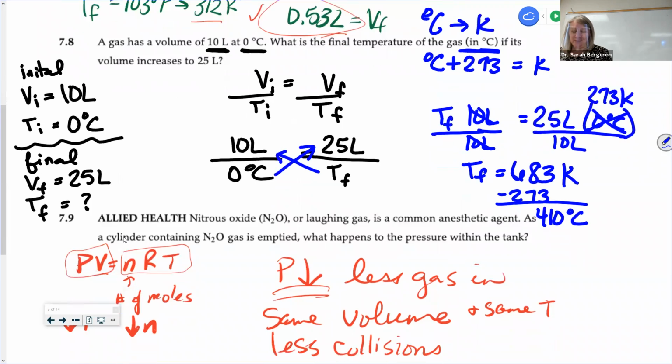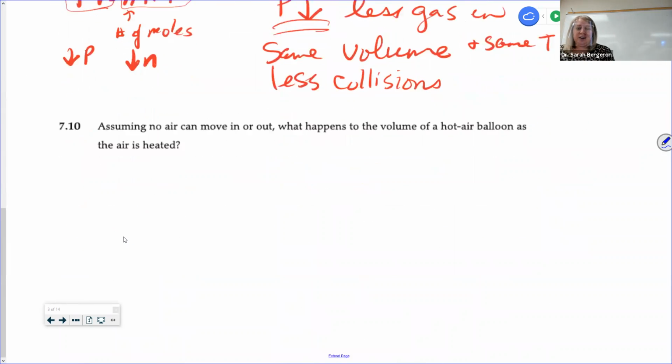Okay. All right. Assuming no air can move in or out, what happens to the volume of a hot air balloon as the air is heated? I want you to use what equation? Peas and vegetables on the table or Pivnert? Pivnert.